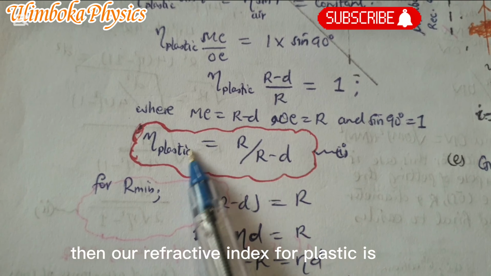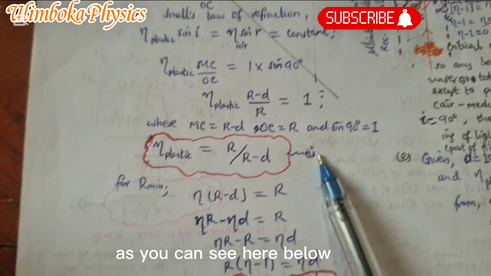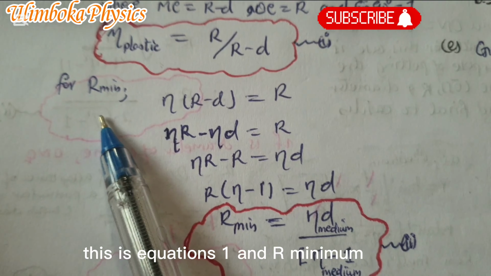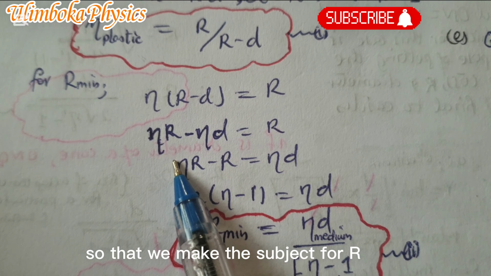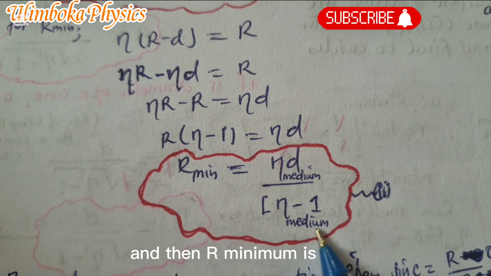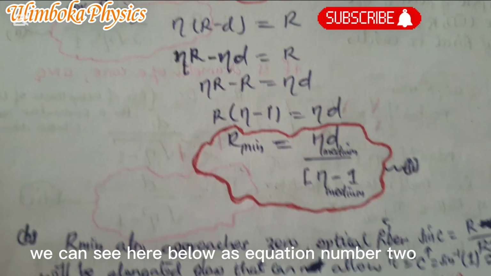Then our refractive index for plastic is, as you can see here below, equation 1. And for R minimum, we do cross multiplication so that we make R the subject, and then R minimum is, as we can see here below, equation number 2.